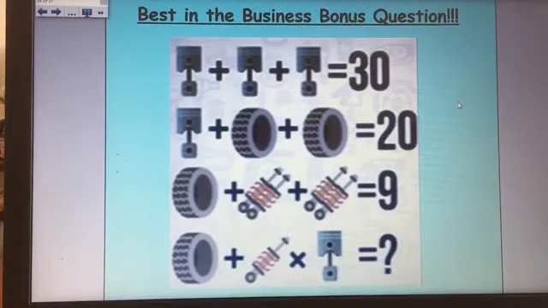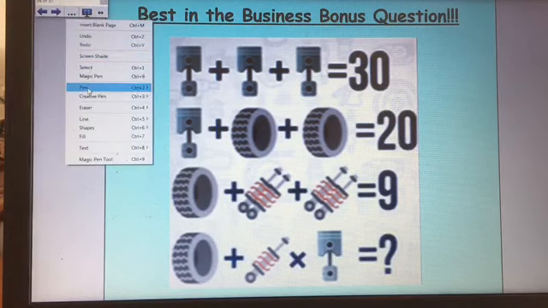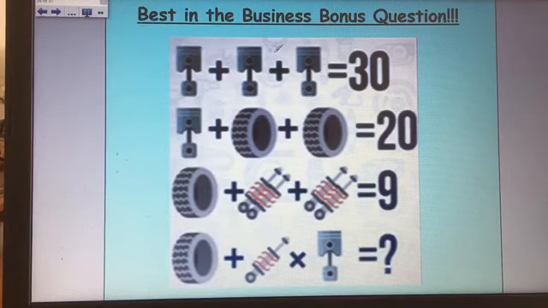Okay, so here is your best in the business bonus question. So press pause if you want to crack it. If not, I'm going to go through it on my own. So let's have a look at that top row. We know 3 of these parts added together make 30. So 30 divided by 3, you should have worked out that each of these are 10.